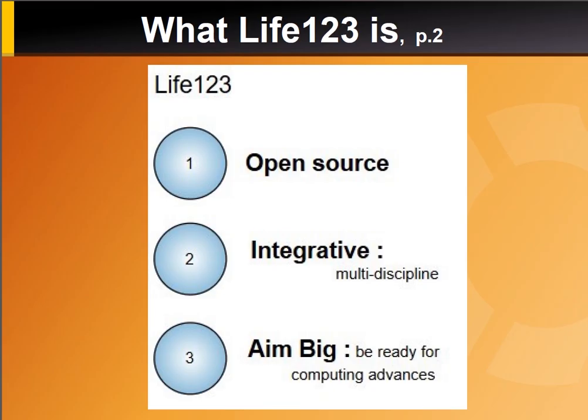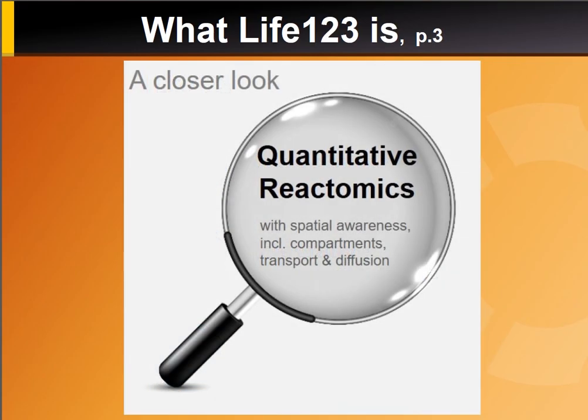Life123 is open source, and it is integrative, extremely integrative. That's a key feature, many disciplines coming together. And it aims big. The idea is to be in a ready state for advances in computing power, as well as advances in knowledge of chemical reaction parameters, such as kinetic parameters. Another way to state it is that we want to do quantitative reactomics with spatial awareness, including compartments, transport, and diffusion.